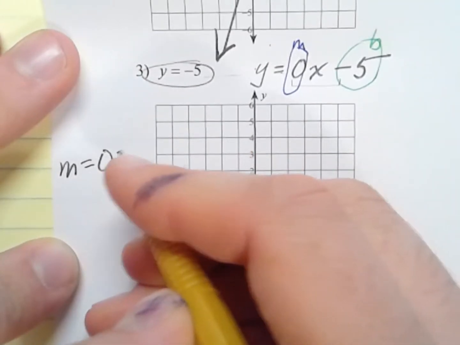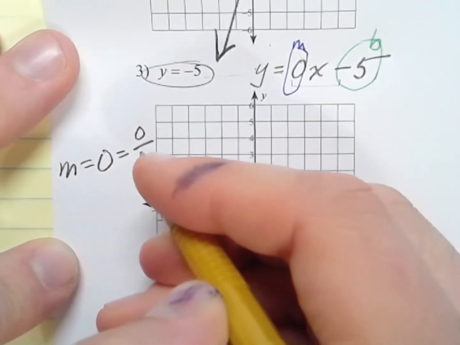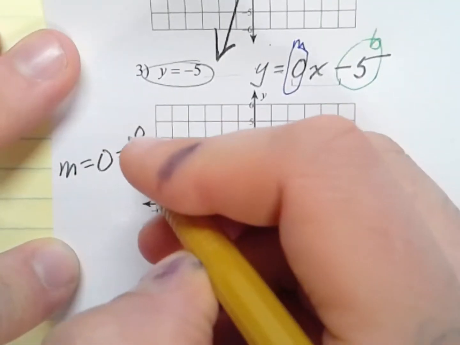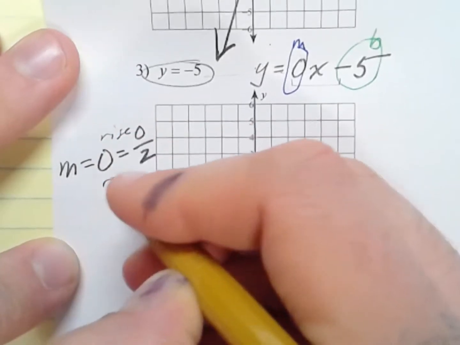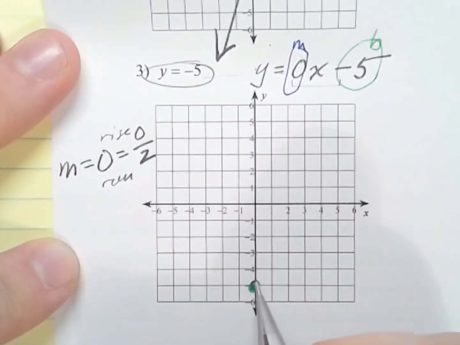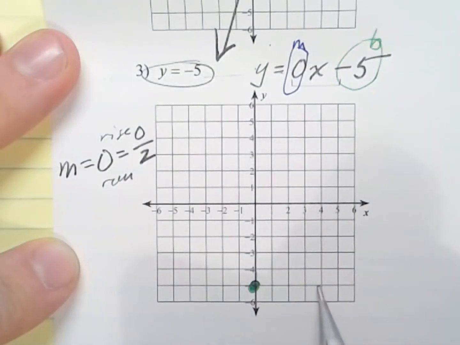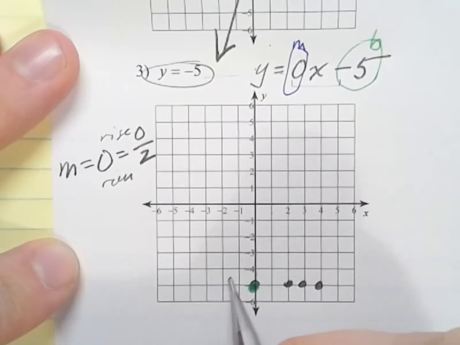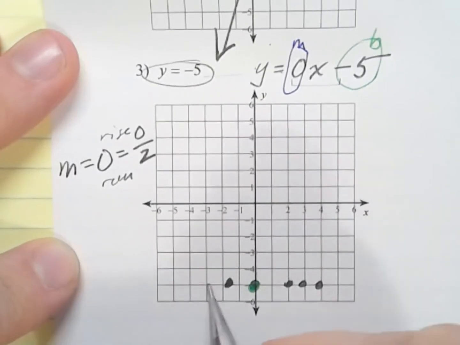Remember on slope dude, 0 fun? Well, remember, this is the same thing. This could be 0 over 2. This could be 0 over anything. It'll still be 0. So the rise is 0, and the run is however many we want, because that could be anything, right? So we're not rising up at all, but we're running as far as we want. So we could end up here, or here, or here. It doesn't matter, or even over here.